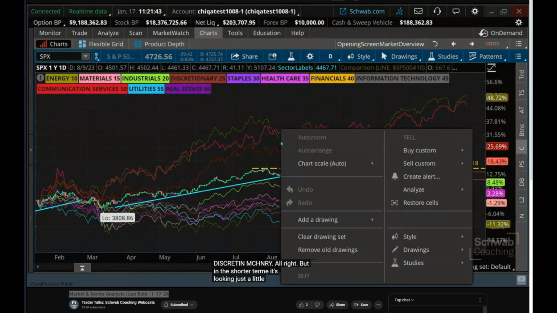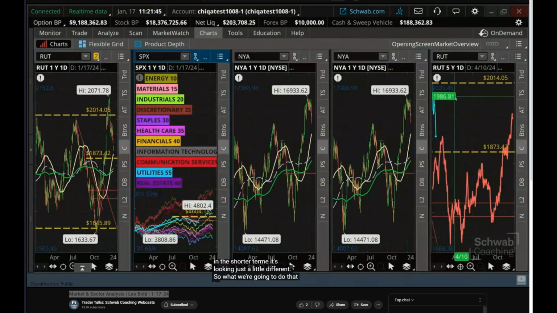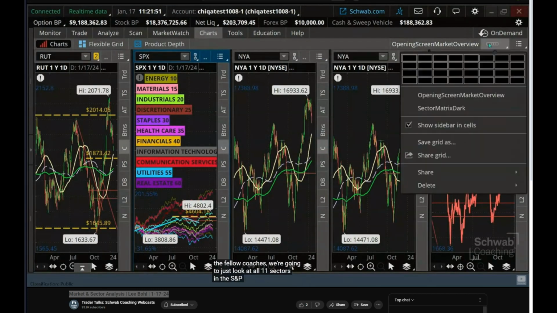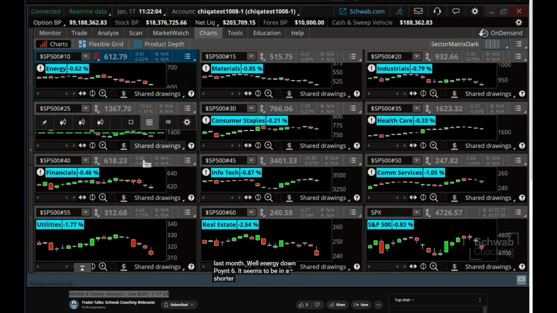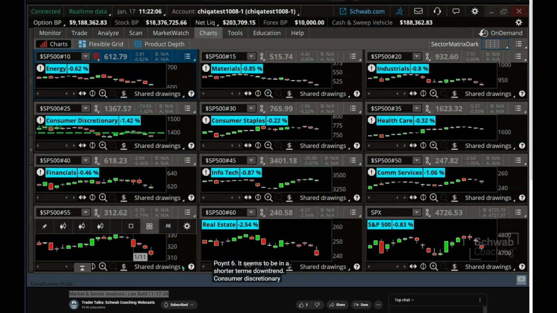So the way we're going to do that is, I got this from one of the fellow coaches. We're going to just look at all 11 sectors in the S&P for the last month in one view. All right. So what do we see for the last month? Well, energy down 0.6. It seems to be in a shorter term downtrend. Consumer discretionary is having more of a pullback. It's down 1.14%, also kind of in a downtrend.